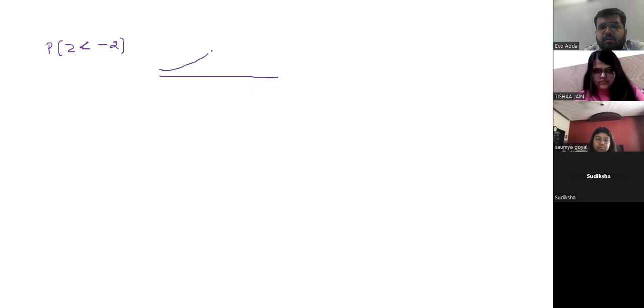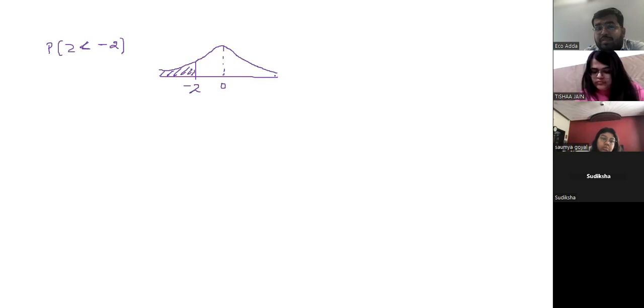Let's take another example. Probability z is less than minus 2. Now let's make the graph. So we all know that this is 0 and obviously this is minus 2, and we need to find less than minus 2.